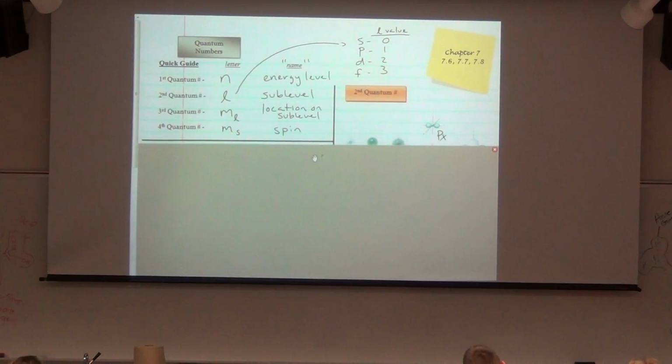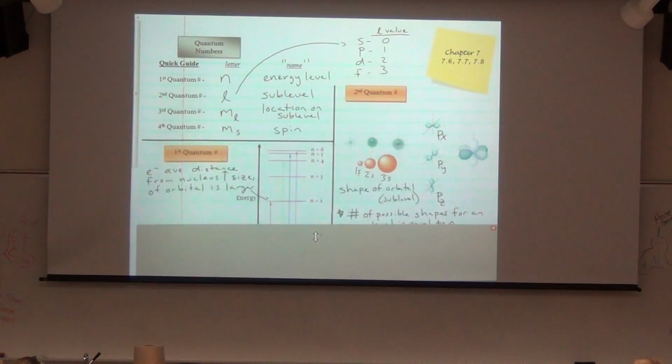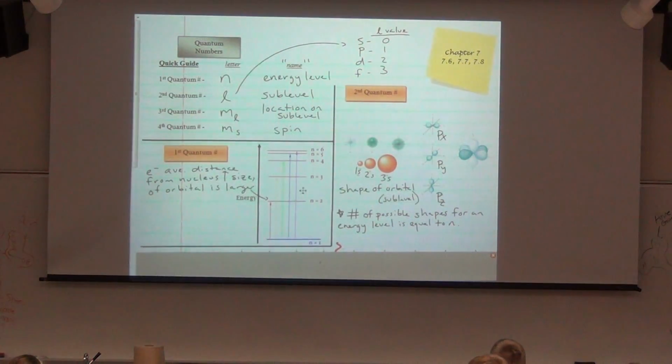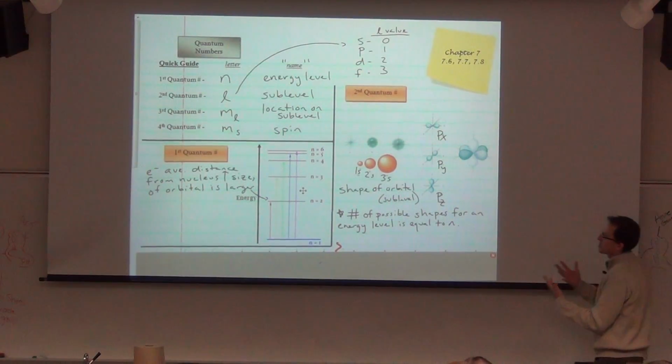All right, lower left is the first number, and there's not a lot to write here, but on the left side here, n is always an energy level. So I just wrote in general that the electron's average distance from the nucleus increases the size of an orbital.